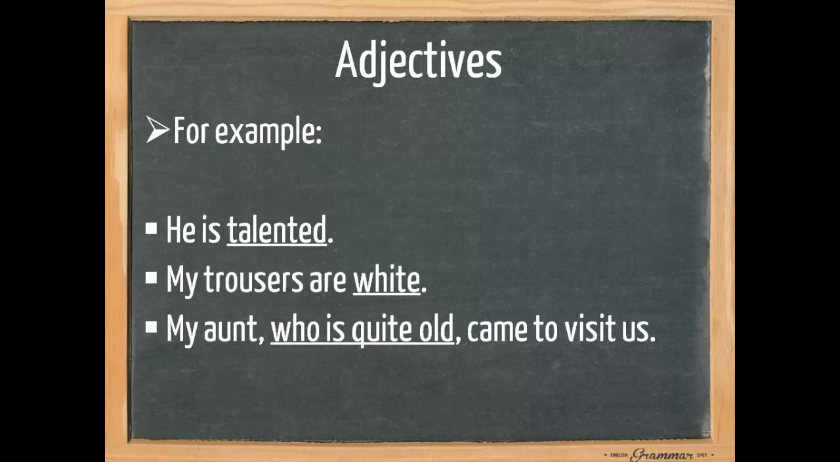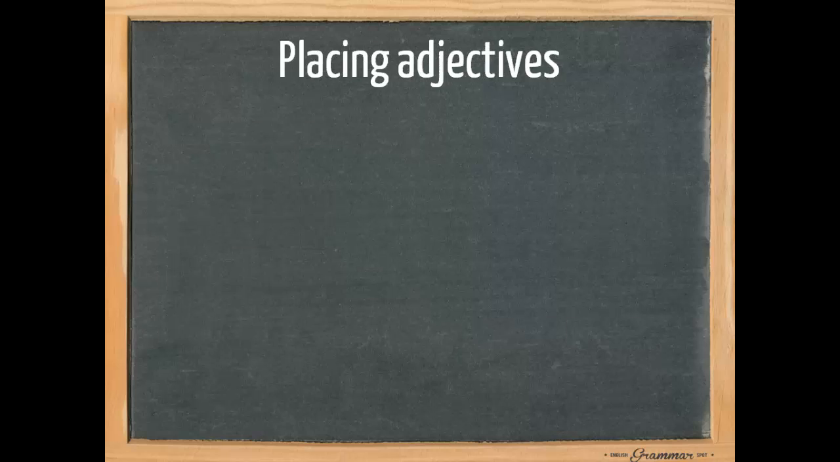My aunt, who is quite old, came to visit us. Here, the underlined who is quite old can also be considered an adjective because it says something extra about my aunt. Here, it is a clause, and we call it a relative clause here.